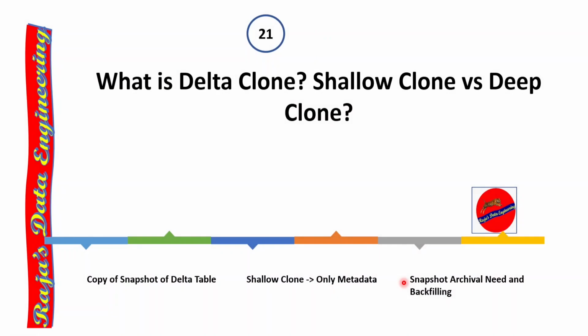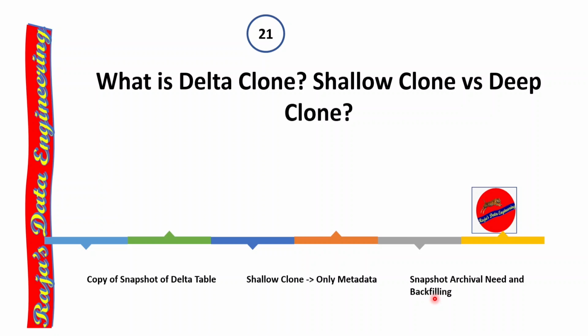Right, moving on to the next question. What is Delta clone, and what is the difference between shallow clone and deep clone? Coming to Delta clone, it is nothing but a copy of a snapshot of a Delta table. A particular version of a Delta table can be taken as a snapshot, which is majorly used for archival needs and also backfilling. So this is Delta clone.